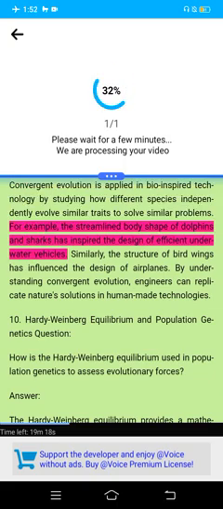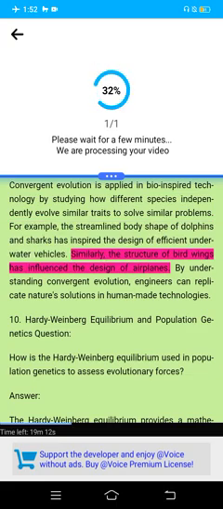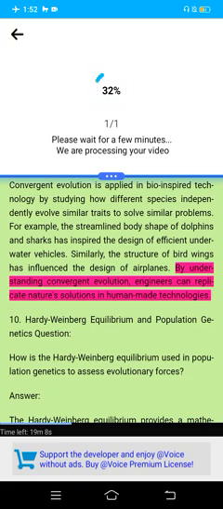For example, the streamlined body shape of dolphins and sharks has inspired the design of efficient underwater vehicles. Similarly, the structure of bird wings has influenced the design of airplanes. By understanding convergent evolution, engineers can replicate nature's solutions in human-made technologies.